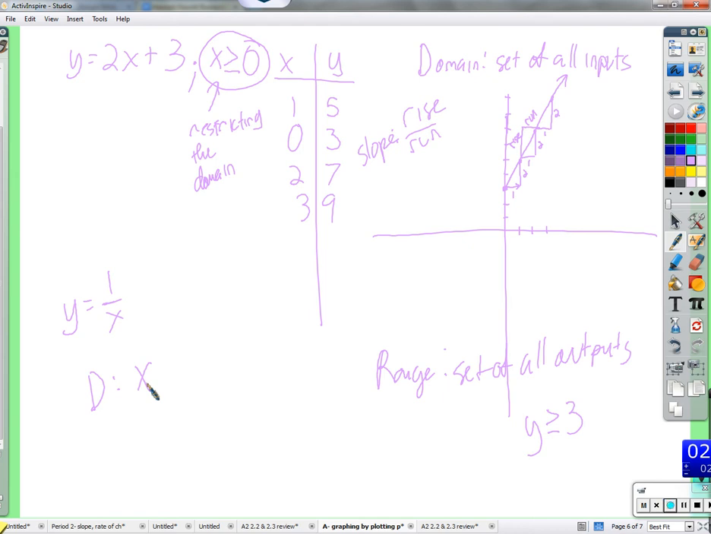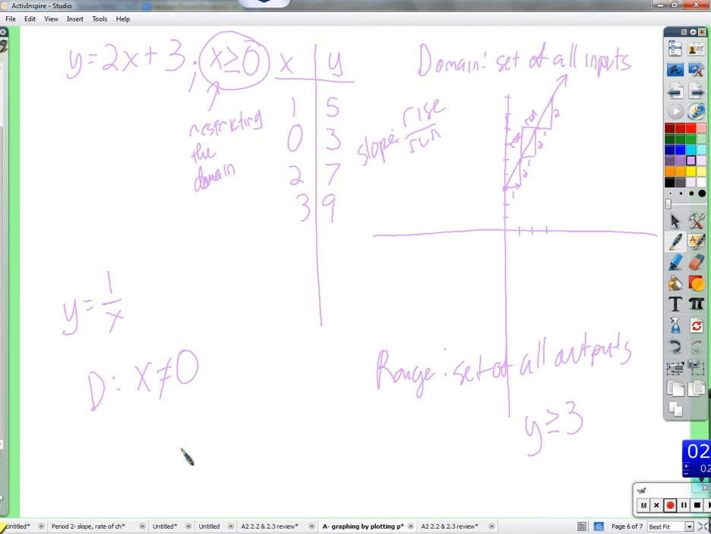Why can't it be negative? Because it might cancel out the 1, so it's like a negative 3. Never mind. If I put negative 3 there, it'll just be negative 1/3. That's a number. Yeah, that's a valid output. Cannot be 0, but everything else is fine. Because what can I divide 1 by? Anything except for 0. Cannot be 0, right? So that is a domain, and it's restricted. It doesn't allow all values of x.